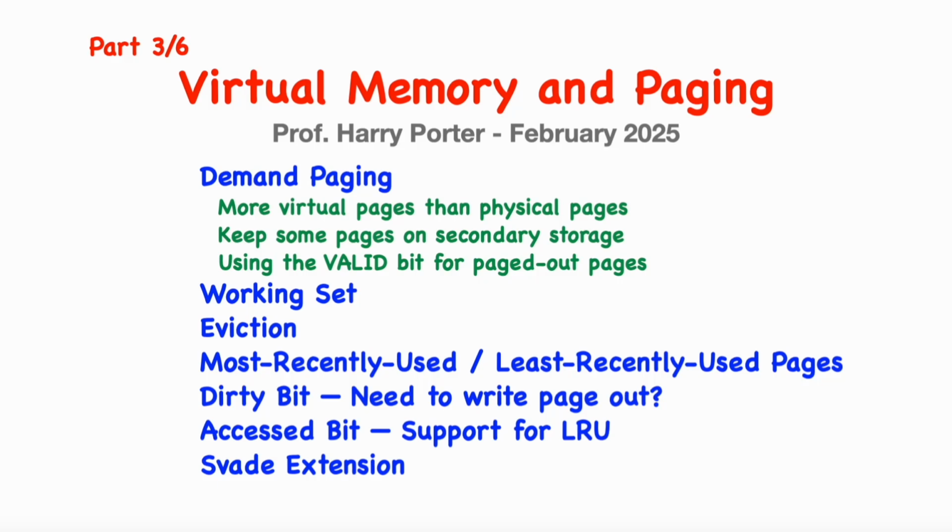We'll see that it's important to know which are the most recently used pages and which are the least recently used pages. We'll also discuss the dirty bit, which indicates whether pages have been modified and therefore need to be written out. And we'll discuss the accessed bit and how it might be used to determine which pages were least recently used. And finally, I'll describe the SVADE extension to the main RISC-V specification. Okay, with that, let's get started.